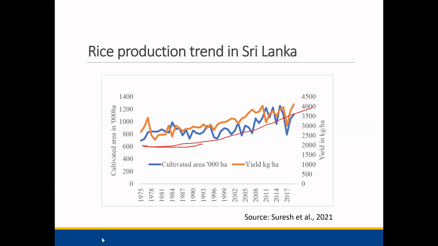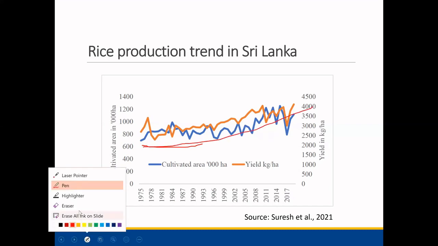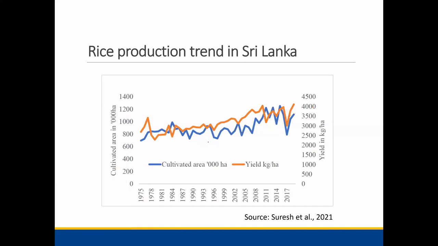Overall, there's an increasing trend in the cultivated area and also in the yield. So that indicates the productivity, right? Productivity in kilograms per hectare. Earlier, in the 1970s, you see this one, somewhere in between 2,500 and 3,000. Now we have somewhere closer to 4,500.